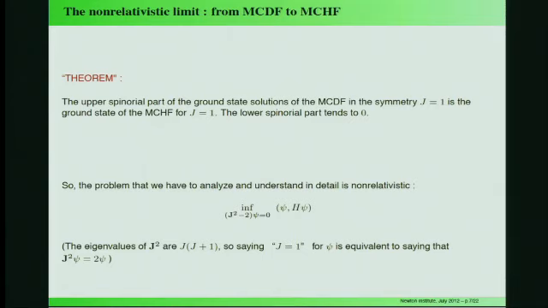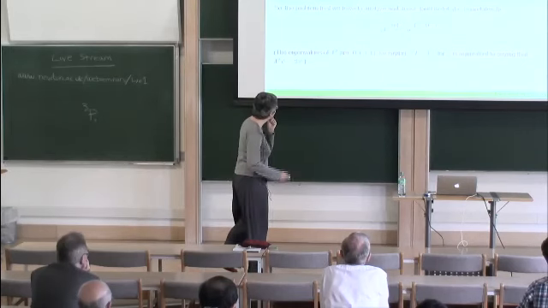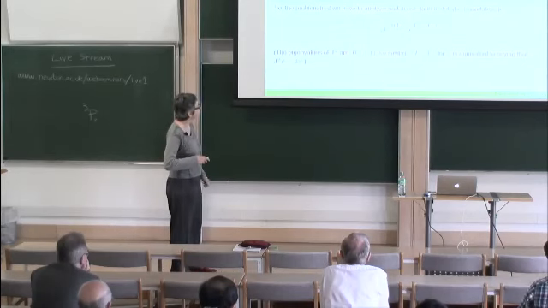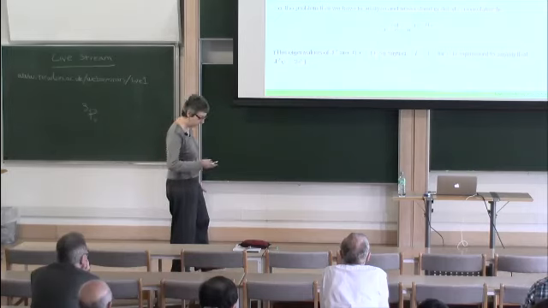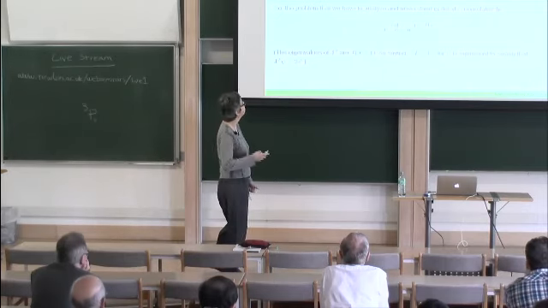So what we want to do is to look at the problem, which consists in minimizing this energy, where H is the non-relativistic Schrödinger many-body operator. And then we are going to take J equal to 1, which means that the eigenvalue is 2. So we are going to work in the class in which the psi's are eigenfunctions of J squared with eigenvalue 2. I remind you that J equal to 1 means that the eigenvalue is equal to 2. Okay, so we are going to analyze this model in detail.